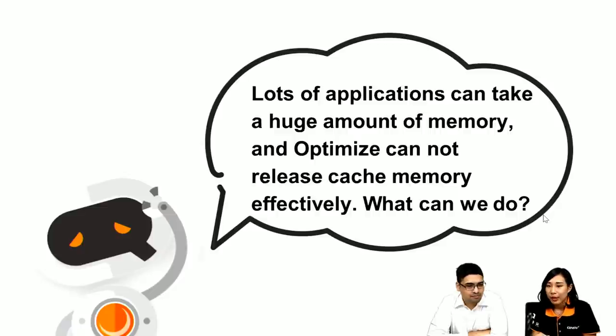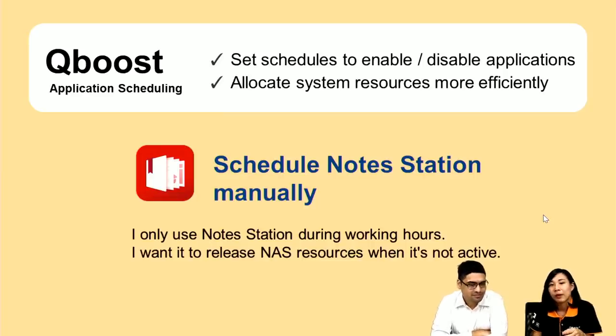Okay. And if there are too many applications, and you use optimize, but it cannot release the cache memory, so what can you do? You mean there are still a lot of programs, and simply cleaning the memory is not enough, right? Yes. So what can we do about it? We can use application scheduling. It means that you can set a schedule for applications, for when you want them to be enabled or disabled. So by application scheduling, you mean you can set that certain programs only run at certain times.